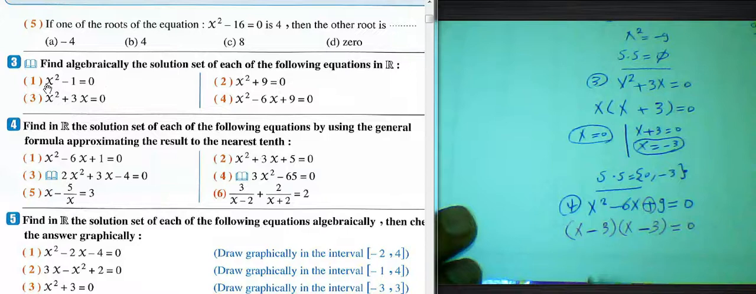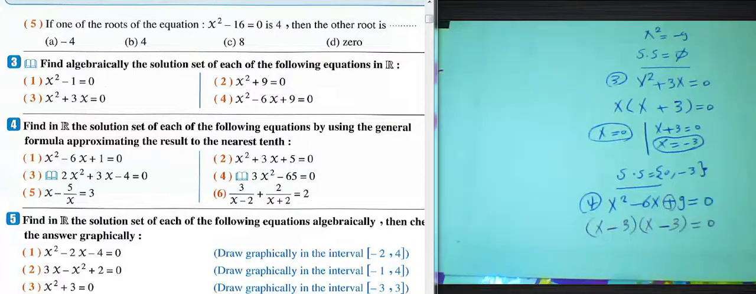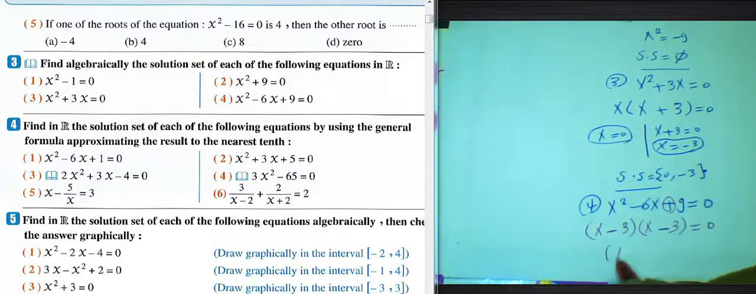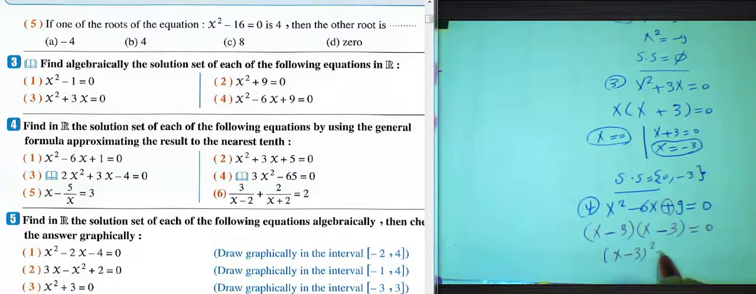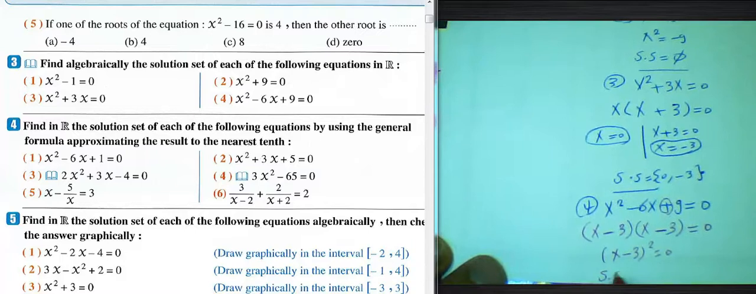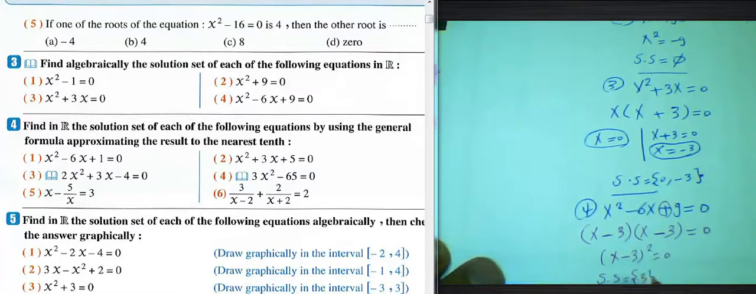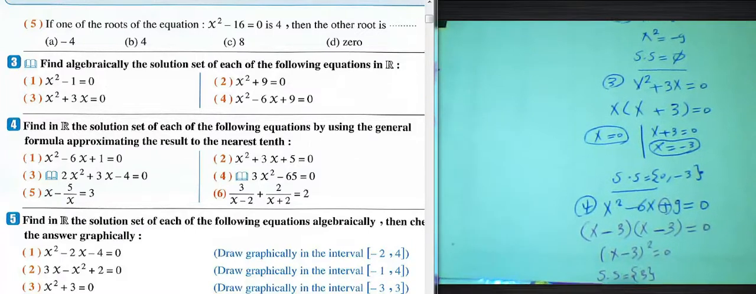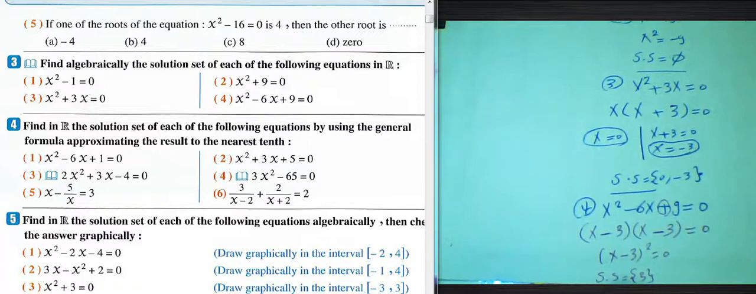So the solution set equals 3. Look at this. This is a perfect square. We can write it as (x minus 3) power 2, because it's a perfect square. So the solution set will be 3. It's okay. Another question.